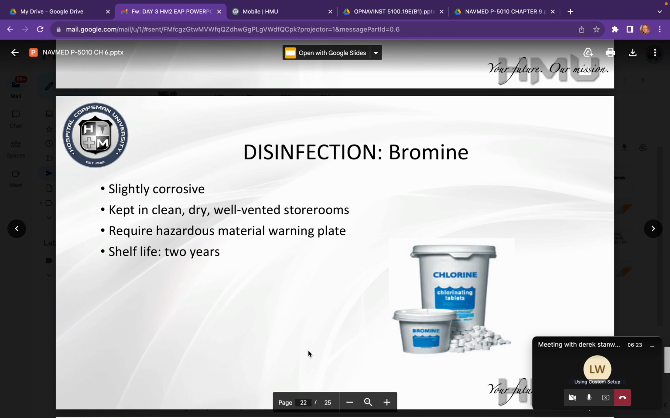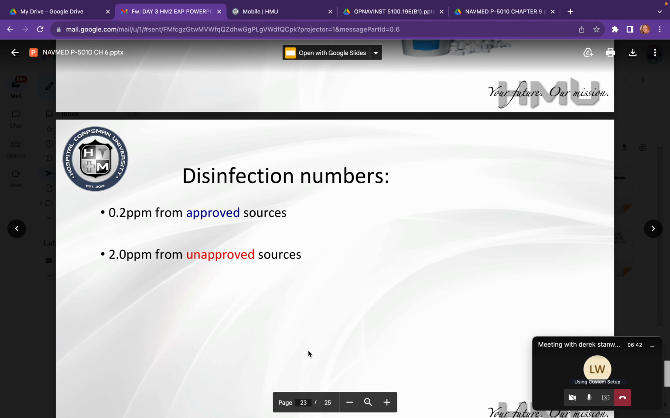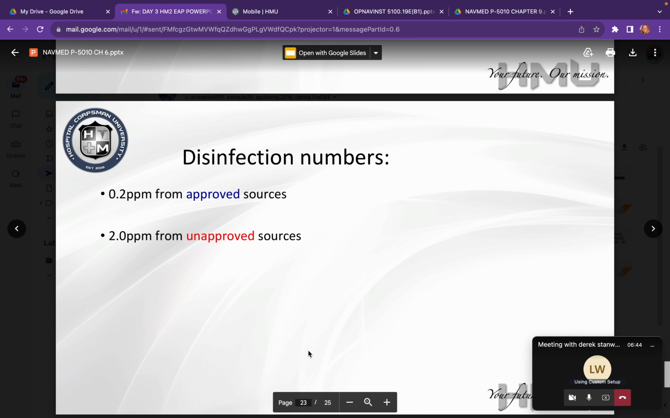Alright, bromine, slightly corrosive, kept in clean, dry, well-vented storerooms. Again, requires a hazardous material warning plate, and the shelf life of that is 2 years. Alright, disinfection numbers. So you need 0.2 parts per million from approved sources and 2.0 parts per million from unapproved sources. Which makes more sense. You're going to need more chlorination for unapproved stuff to make it potable or whatever you need it for.